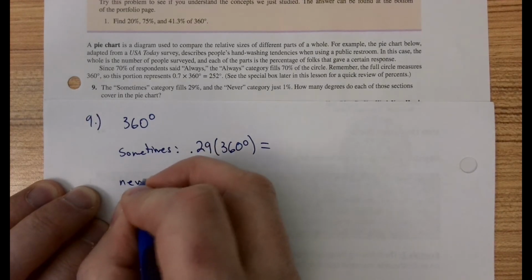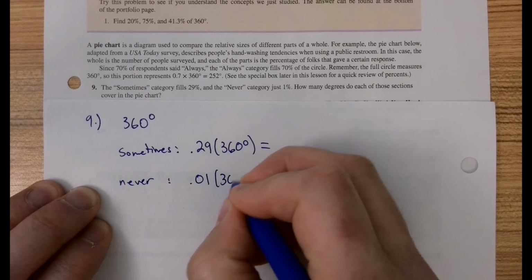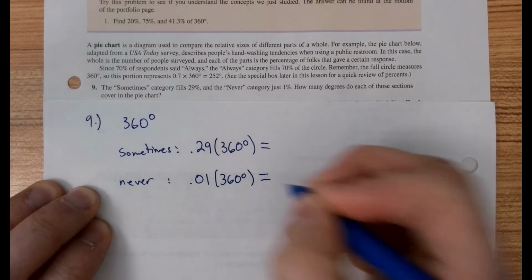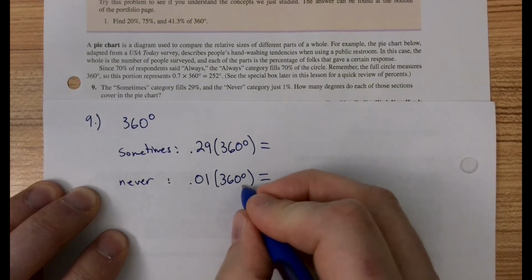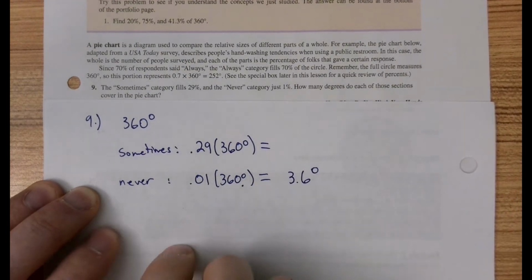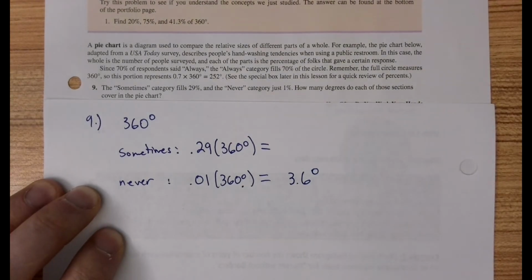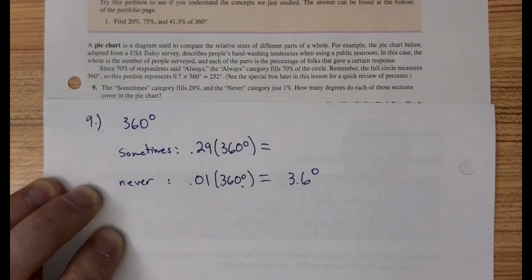Likewise, for the never, since I know it's 1% based on the pie chart telling us that, just calculate 1% of 360 degrees. So this one I can do easily in my head, just move the decimal place 2 places to the right. That's 3.6 degrees for the never category. For the sometimes category, I'll go ahead and use a calculator, in this case Desmos, to get that value, 104.4.